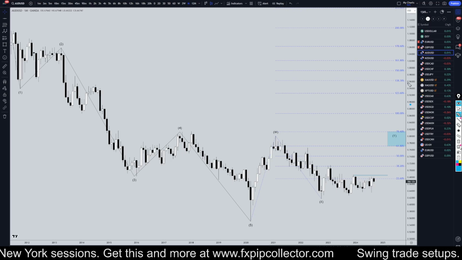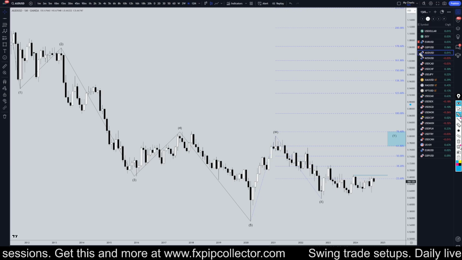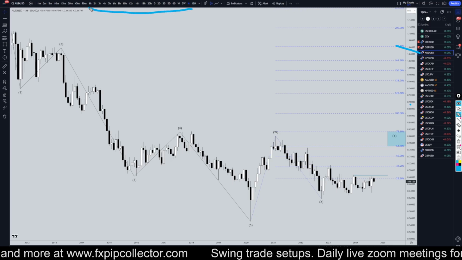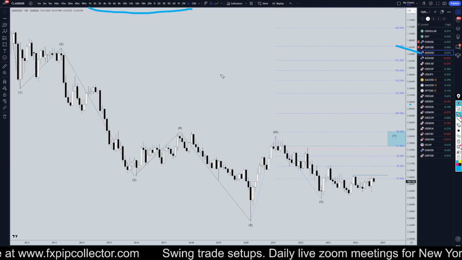Today is Thursday, September 12th, and I'm going to be analyzing the Aussie US dollar, starting on the monthly, working my way all the way down to the 1 hour time frame for the full top-down analysis.